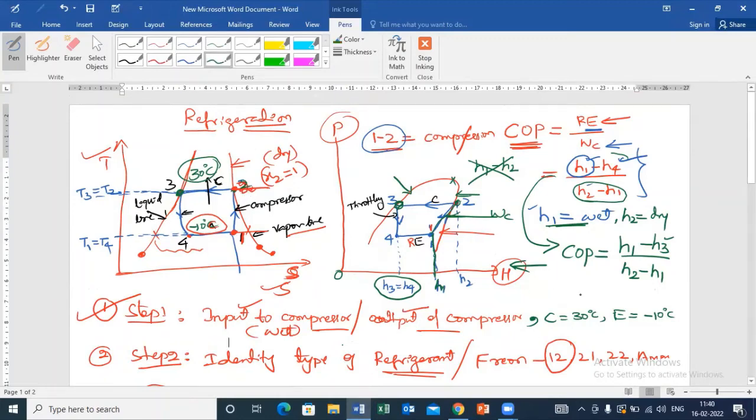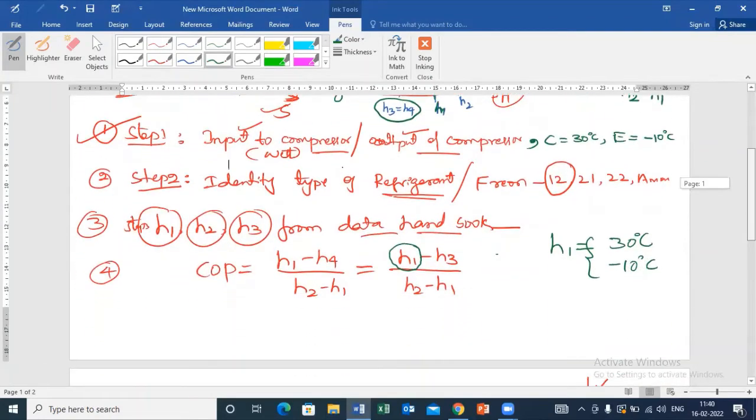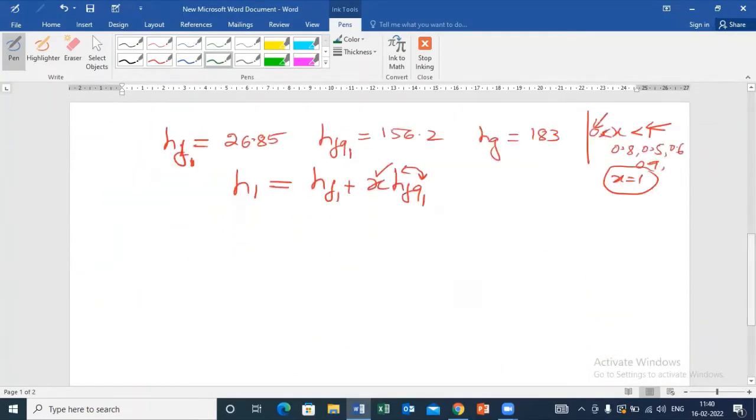So to calculate X1, one more step you need to remember. That is a simple step again. It is not complicated. So S1, that is entropy values, you need to note down. S1 at point 1, SF1 plus X SFG1, this should be equal to S2.